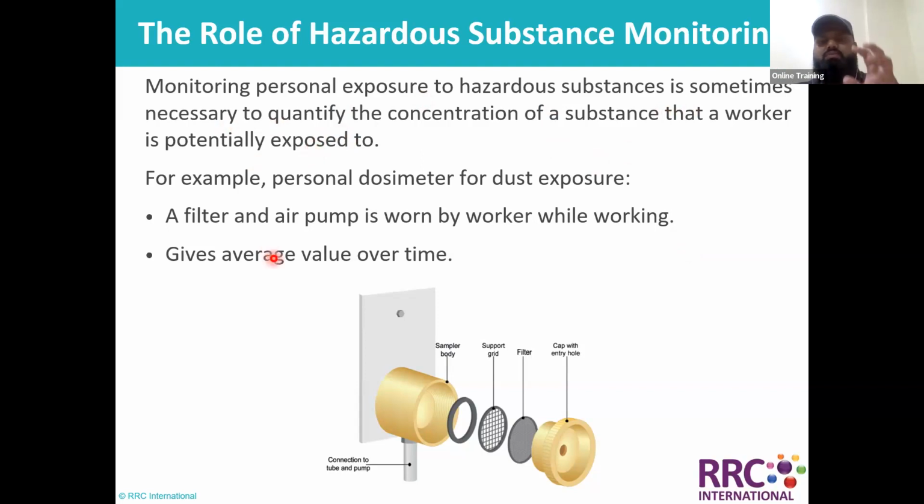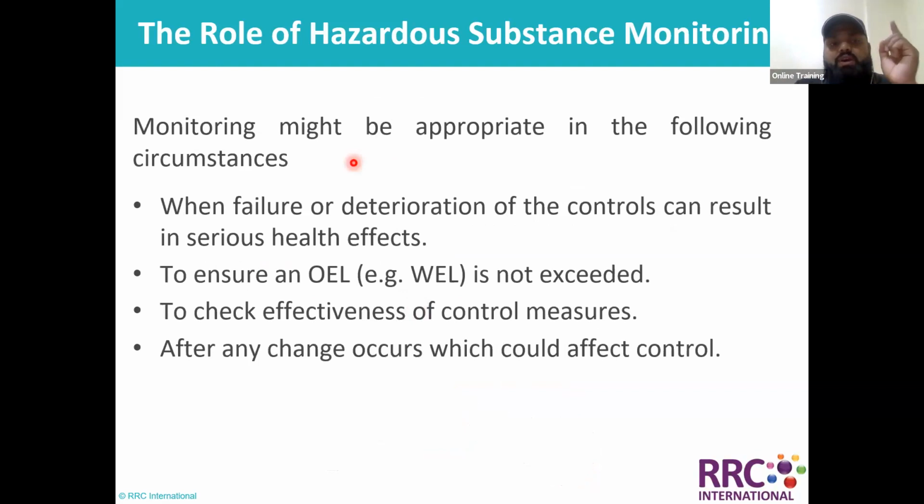For that purpose, we have different kinds of dosimeters and electronic detectors or electronic meters, which we call gas testers. Or sometimes we wear a kind of dosimeter, and once the worker moves in that area and gets back, they test the dosimeter, the equipment, to see how much he would have inhaled. So these are different kinds of scales on which we are monitoring, and monitoring is important because we want to protect our employees.